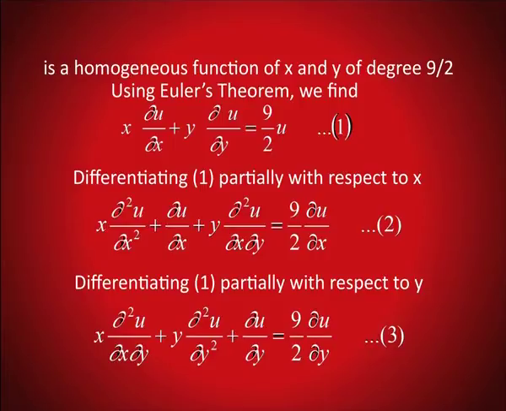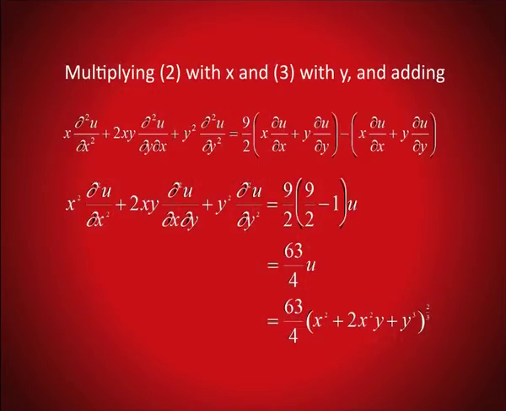These are equations 2 and 3. Now, we will multiply 2 with x and 3 with y and add the results. We find x ∂²u/∂x² + 2xy ∂²u/∂x∂y + y² ∂²u/∂y² equals 9/2 multiplied by (x ∂u/∂x + y ∂u/∂y) minus (x ∂u/∂x + y ∂u/∂y).